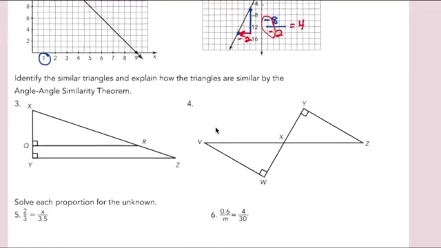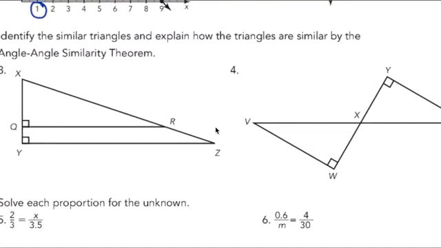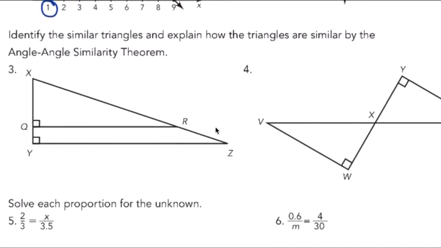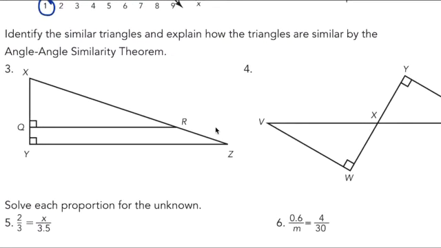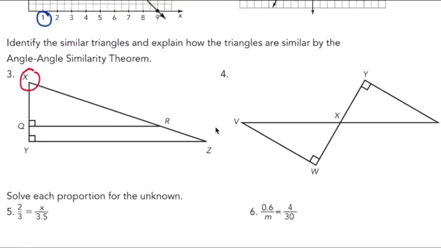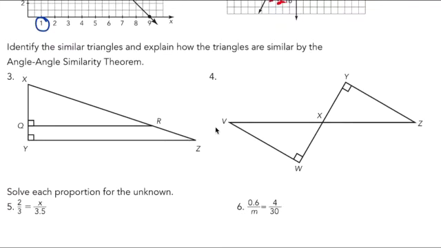Identifying similar triangles. Explain how the triangles are similar by the angle similarity theorem. Okay, first, angle X is shared, so we know that if you need to draw that triangle out, both triangles share the X. Q is 90 degrees, and the big triangle also has 90 degrees. These two share the angle X and the 90-degree angle. That's why they're similar. So write it out.